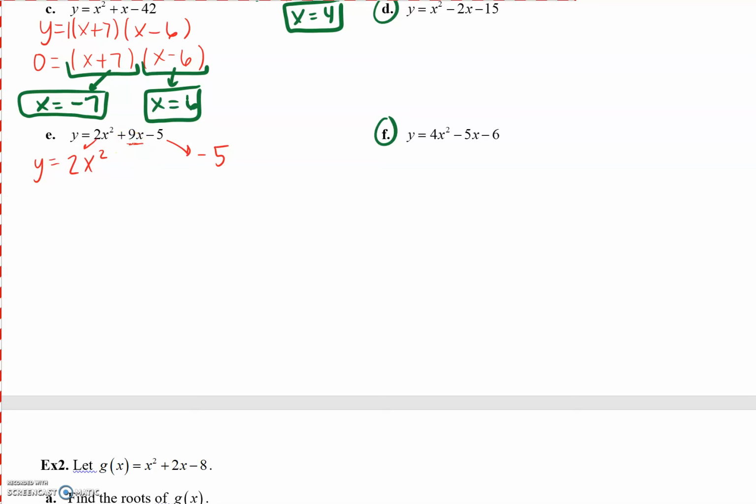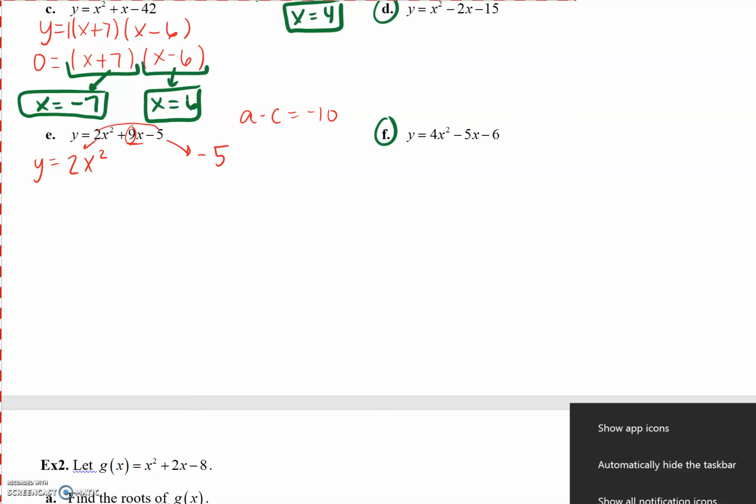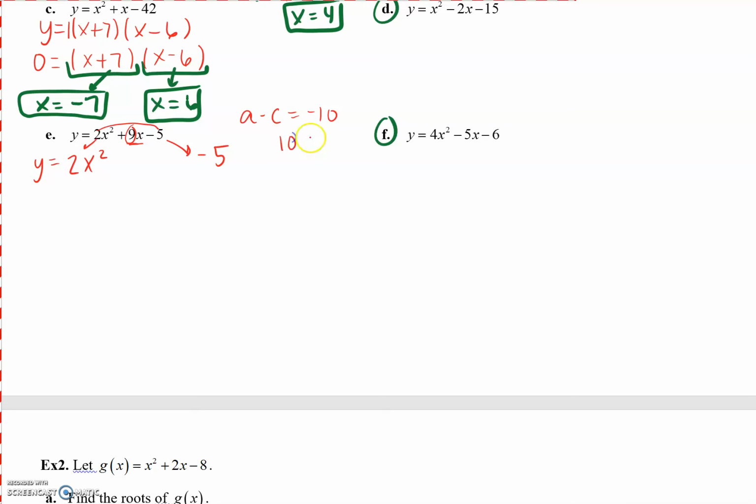I keep the last term exactly what it was, but instead of writing the middle term, I'm going to try to find two numbers that multiply to negative 10 and add up to give me 9. Well, two numbers that multiply to negative 10 and add up to 9 must be positive 10 and negative 1. So instead of writing positive 9x, I'm going to use positive 10x and negative 1x.